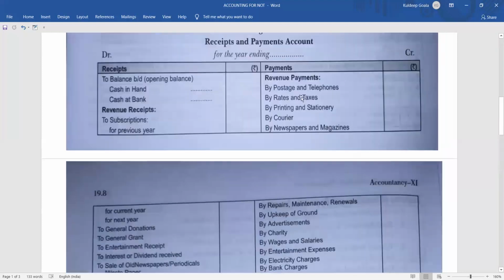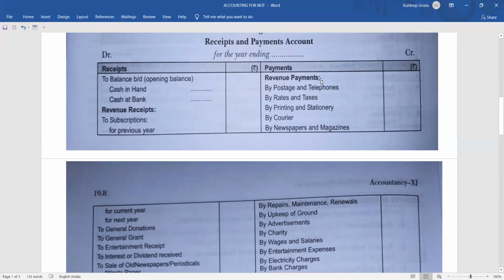Then coming to the payment side. As I already told you, many times it may happen that the balance has been given as overdraft. So if it is overdraft, it will be starting with 'By balance brought down'. In the bracket, you will mention bank overdraft. But if it is not there, then it will be starting with cash in hand or cash at bank. It may be both cash in hand and cash at bank, or it might be any one.